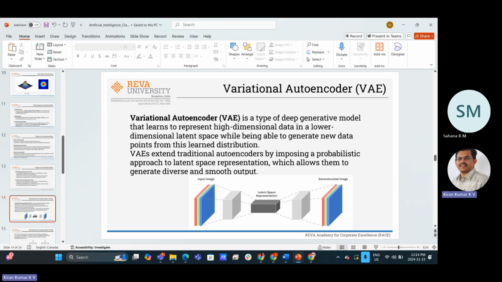Okay, so let's look at what variational autoencoders are. It's a type of deep generative model that learns to represent higher dimensional data in the lower dimensional latent space while being able to generate new data points from this learned distribution. What is the learned distribution coming out here? Z. Vary Z and give it out. You'll get a new thing. That's it.